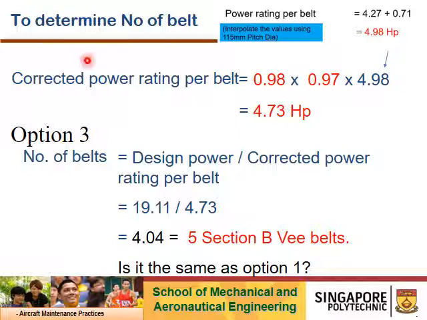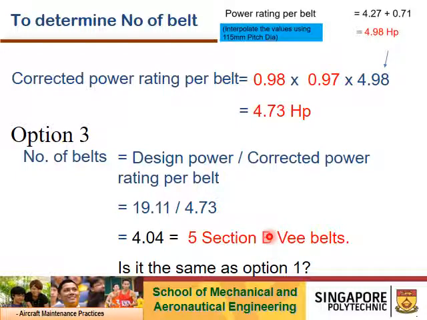All right, so the third option is interpolation between 115 and 125 to obtain 120 mm pitch diameter data. The power rating per belt for 120, in this case, will be 4.27 plus 0.71, which is 4.98. You use the same correction factors again and you get 4.73 horsepower. Using this 4.73 horsepower, design power divided by that, 19.11 divided by 4.73, you get 4.04. And option 3 tells you that you will need 5 section B belts.